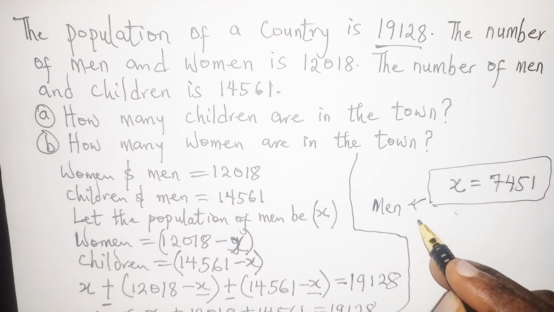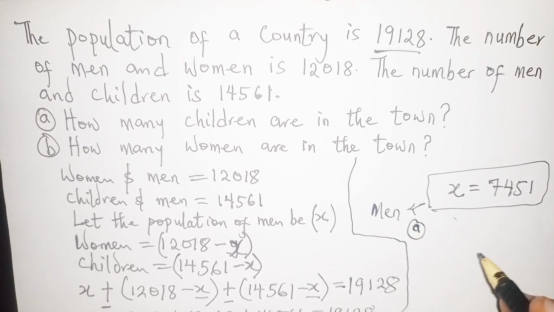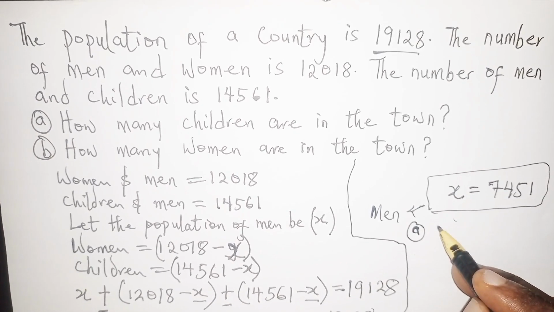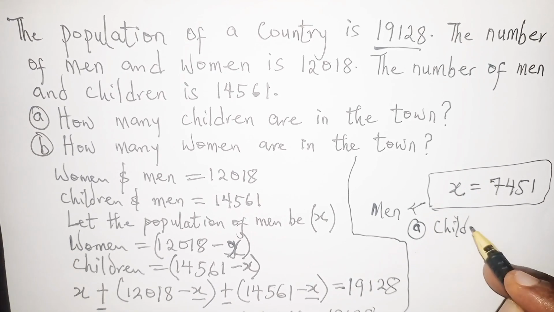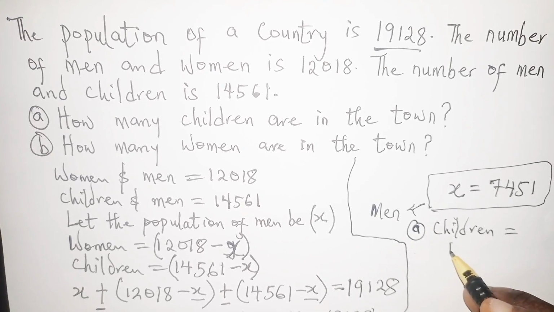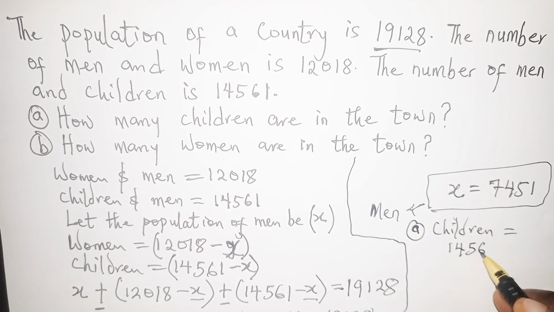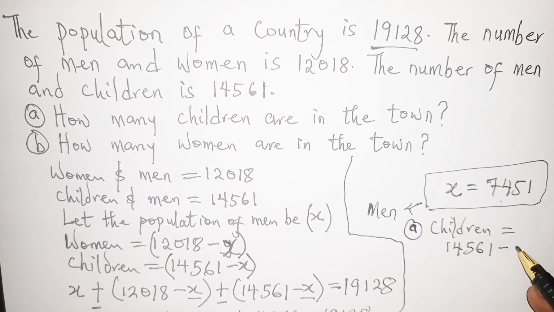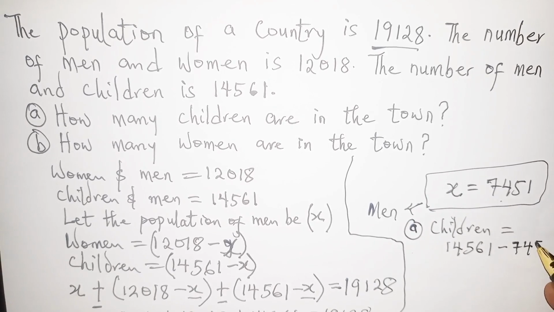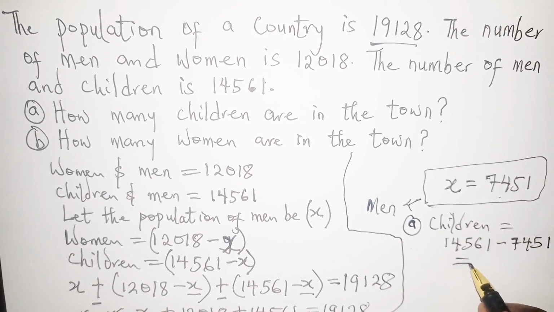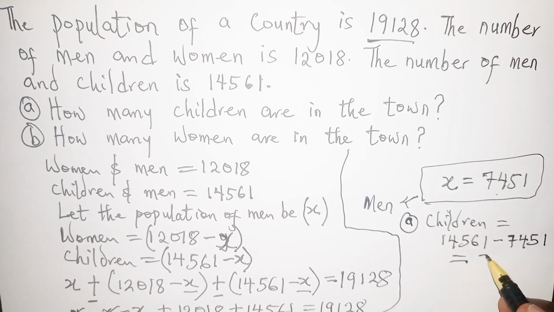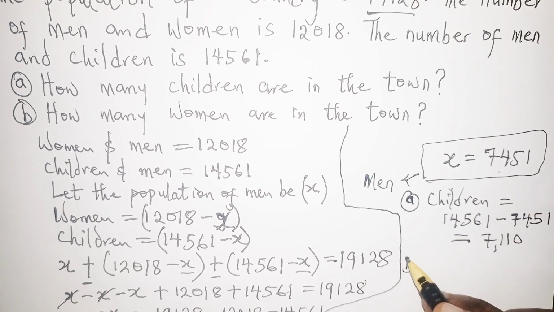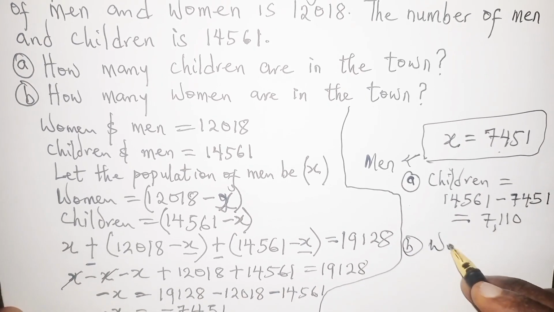Now the first part of the question says, how many children are there? So this is very simple. Since we know that the expression for children is 14,561 minus x, and we have our value for x, which is the men, I'm simply going to subtract it from that and I'll get my answer. So the children simply is 7,110.